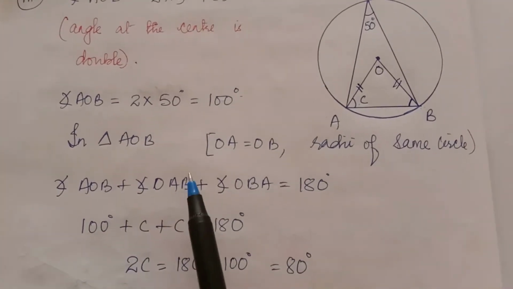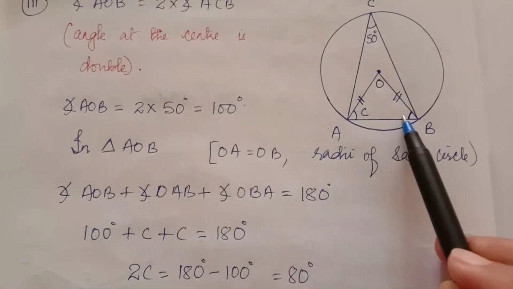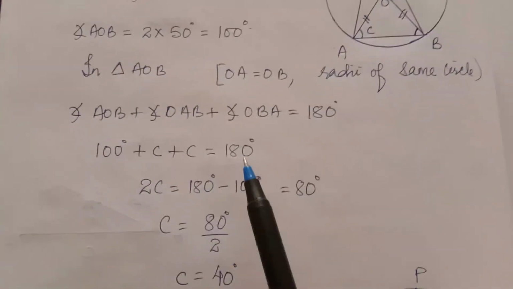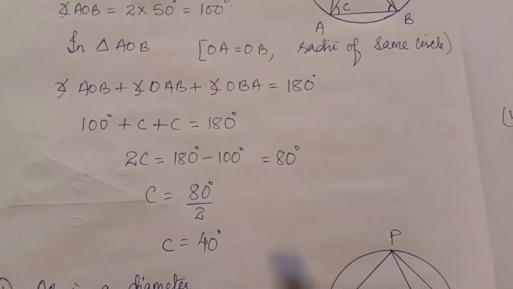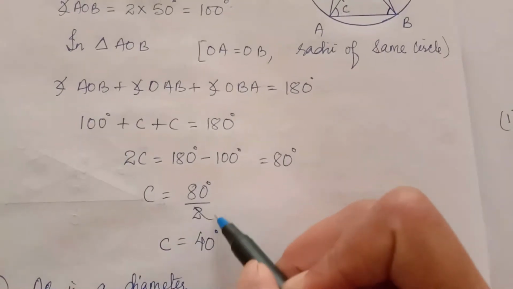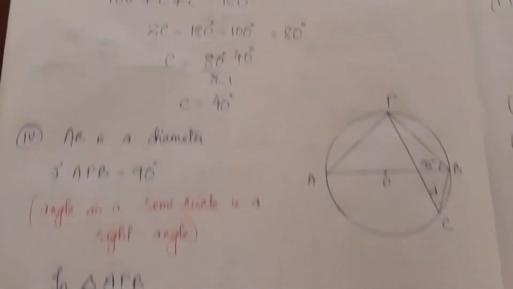Now 100 degree, and in place of these two angles we can write C. Both are equal. So 100 plus 2C is equal to 180 degree. So 2C is equal to 180 minus 100 degree. So the value of C is 40 degree. So here the value of C is 40 degree.